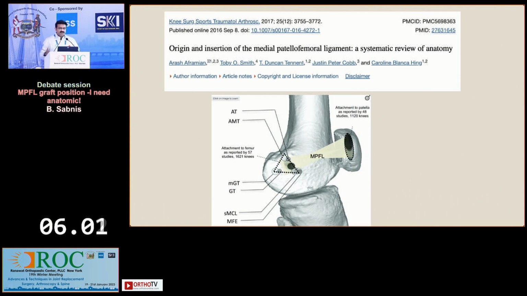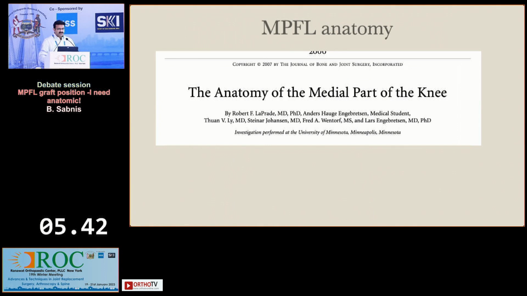A couple of papers show where exactly the attachment is. This is a very famous paper from Professor Justin Cobb, and you can see the fan-shaped structure where it's attached. Those three points which form the triangle are the easiest thing to see in a patient, and you would know where the attachment would be for MPFL reconstruction.